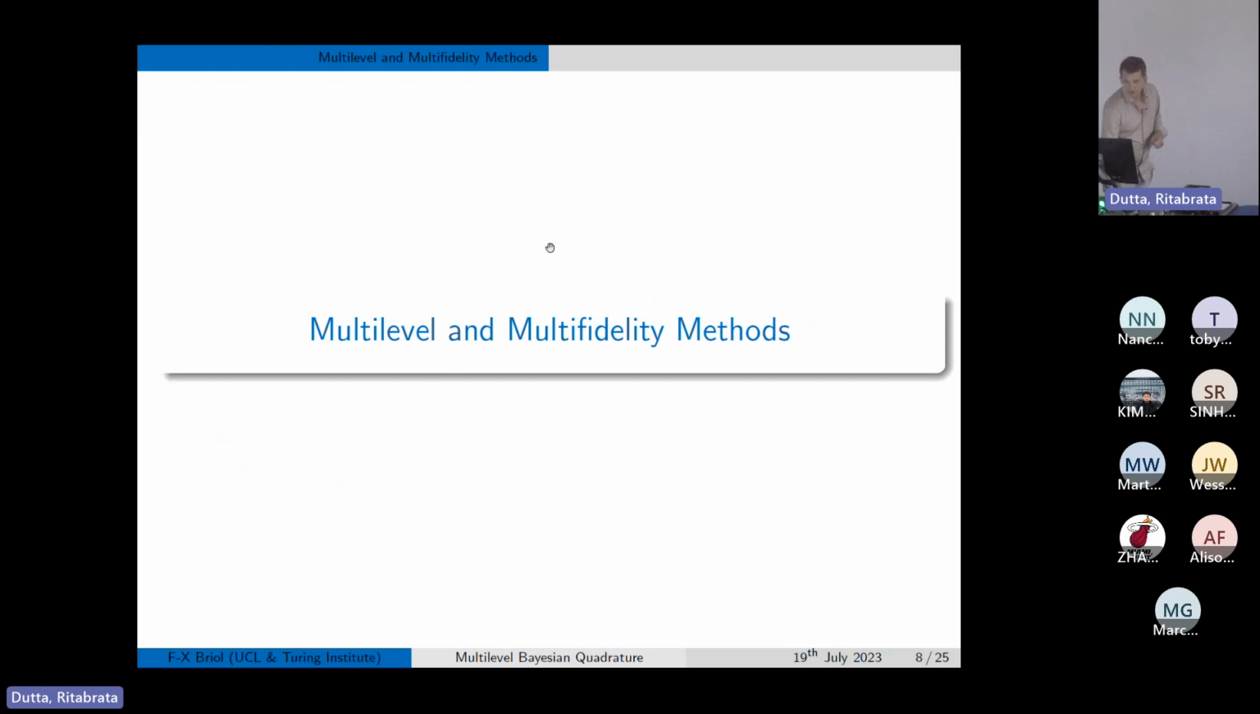Okay, so the title of the method is called Multilevel Bayesian Quadrature. So I'll first talk a bit about multilevel and multi-fidelity methods. This might be familiar to those of you that know about multilevel Monte Carlo. And essentially, if you do know about multilevel Monte Carlo, you can think of our method as an extension of that line of work. And if you don't know about it, that's fine, because I'm just about to explain it.